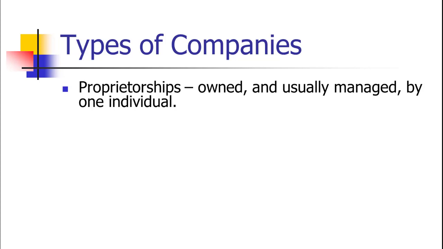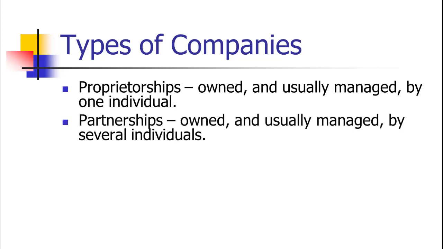It just means that ultimately only one person owns that business, and all of the equity belongs to him or her. The next type of company is a partnership, which is owned and typically managed and run by a group of partners, and each partner owns a certain percentage of the business.